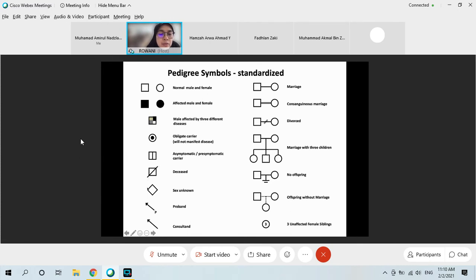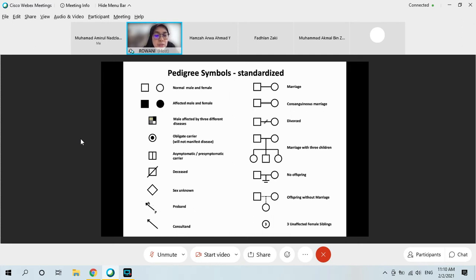If the symbol is drawn as a diamond-shaped structure like this, it means that the sex is unknown. For example, you ask for family history from a person, and he says that he has 5 cousins from the auntie, but he doesn't know how many boys or girls. So you just draw a diamond shape to indicate 5. This arrow with a P at the end indicates that this is a proband.